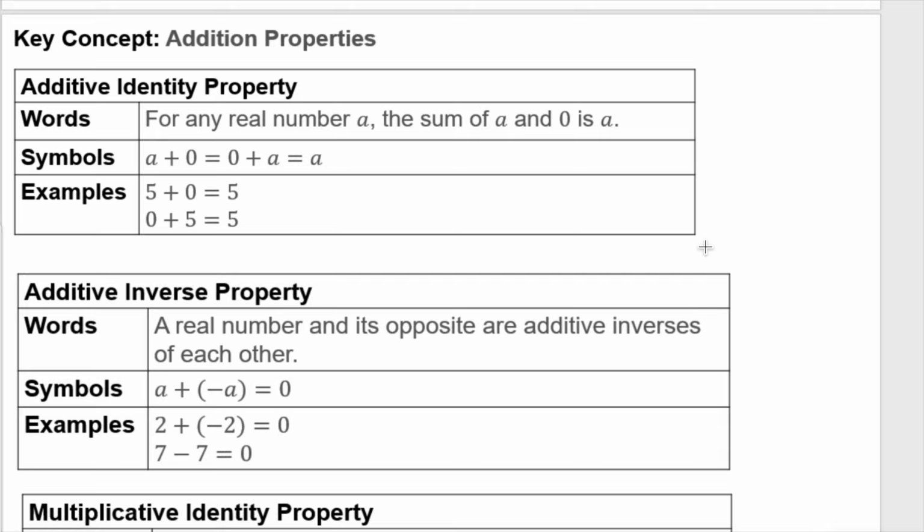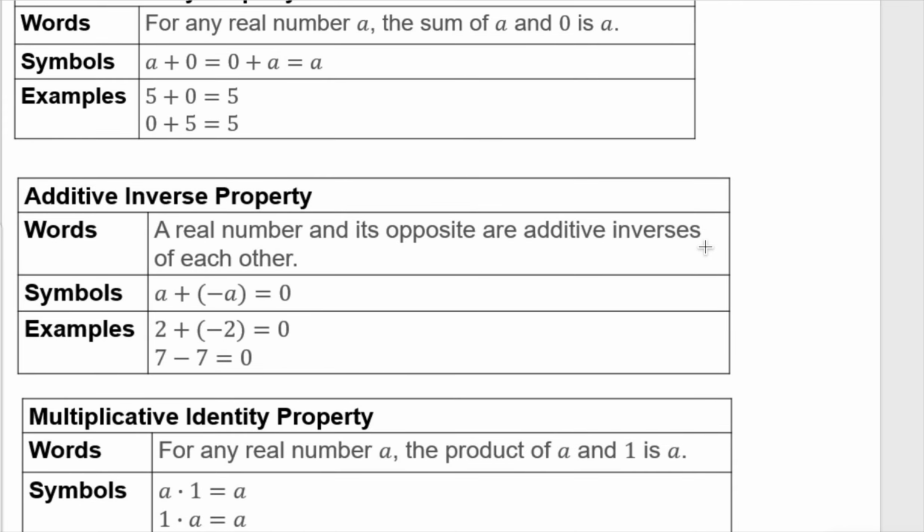First one, additive property for any real number a, the sum of a and 0 is still a. So that just basically says if you add 0 to any number, it's still going to remain that number. The additive inverse property is when you take a number and its opposite, you add them together, and they're always equal to 0. 2 plus negative 2, 7 minus 7, a plus negative a, always going to be equal to 0.